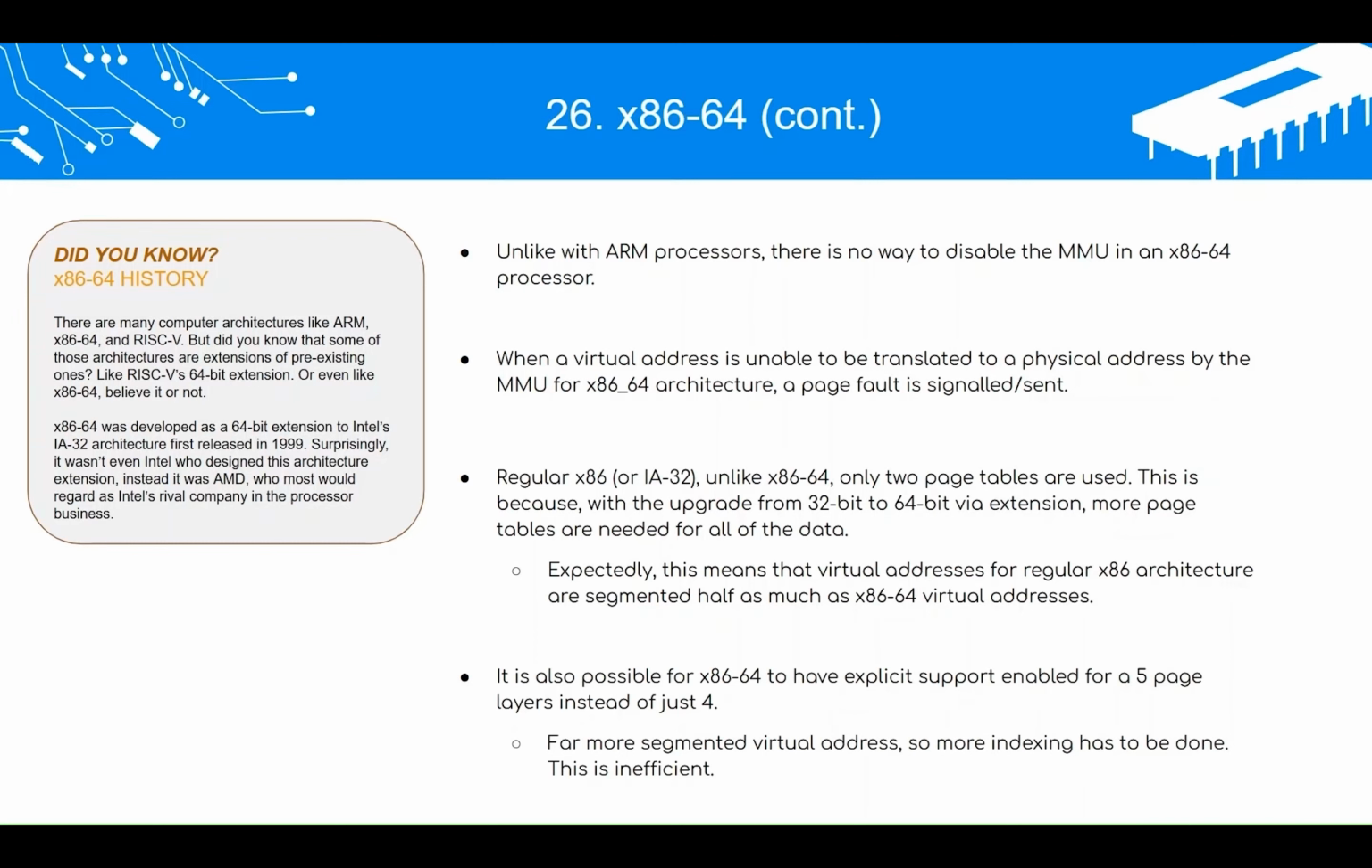Now, unlike with ARM processors, the MMU can't actually be properly disabled in an Intel 64 processor, and when that MMU fails to translate a virtual address into a physical one, a page fault is signaled to the OS to be handled. And interestingly enough, Intel 64, or x86-64, is based on a simpler 32-bit architecture called x86, or also IA32. I should also mention at this point that Intel 64 is technically able to support a 5-layer page system. However, it's more inefficient than 4 pages, and the virtual addresses would be segmented even more.